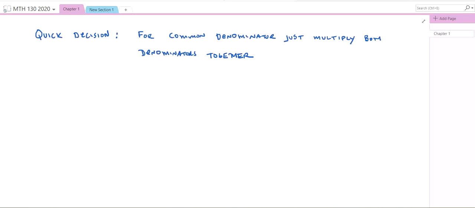Okay, as a general rule, a quick decision we could always make whenever we're doing addition or subtraction and we need a common denominator is we just multiply both of the denominators together and get a common denominator. So for the example we did, let's say we had 3/8 plus 5/16. To come up with a common denominator, we can multiply the denominators together. So the denominators here are 8 and 16. So this is 8 times 16, and this is 8 times 16.